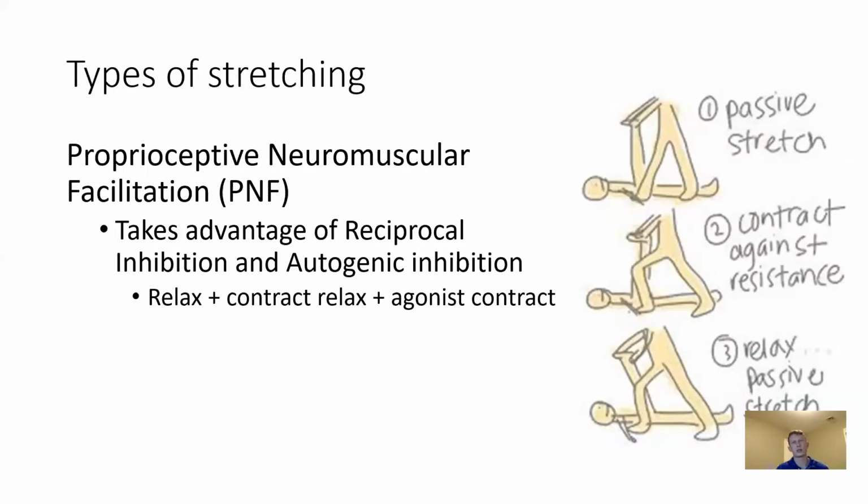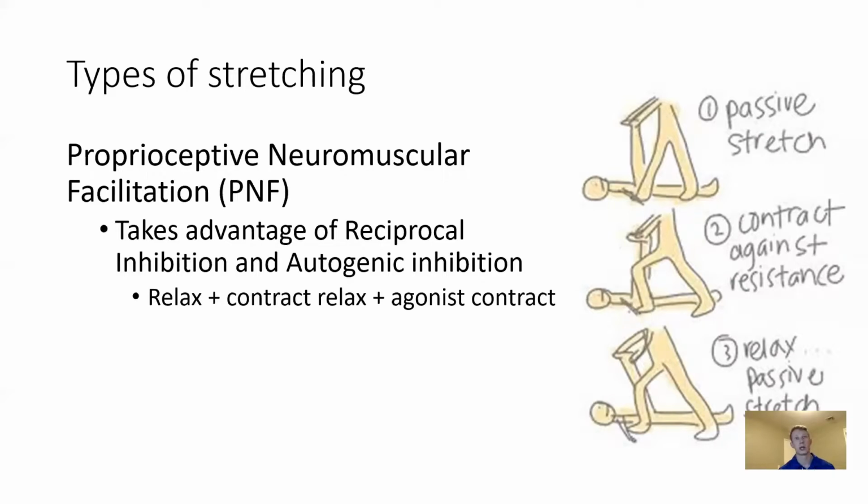When we want to control the nervous system, we talked about reflexive or reciprocal inhibition and autogenic inhibition. We can employ those in our training through things like proprioceptive neuromuscular facilitation. This is a stretching modality that will trick the nervous system into allowing acute increases in range of motion. So we take advantage of this relax, contract, relax, contract.